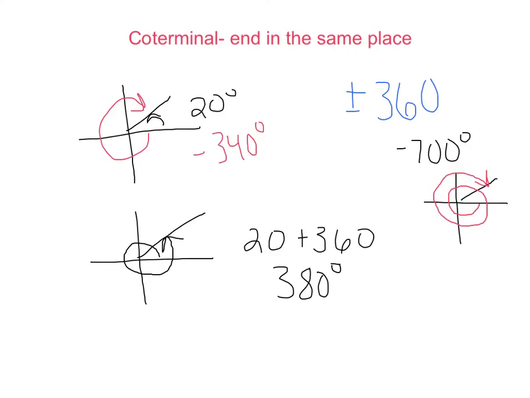But again, what to remember is coterminal angles end at the same place, and the easiest way to find a coterminal angle is simply to add or subtract 360.